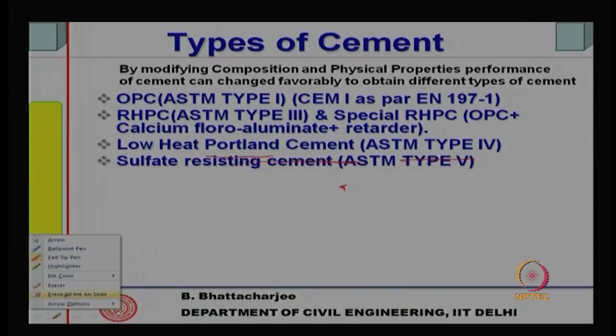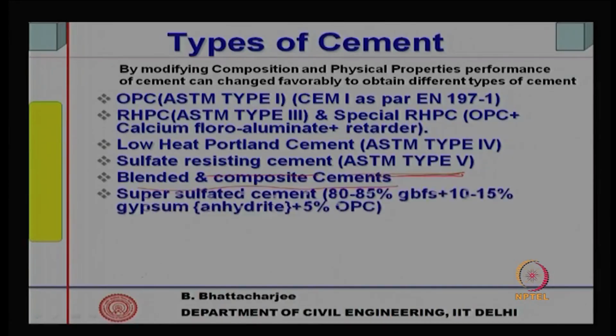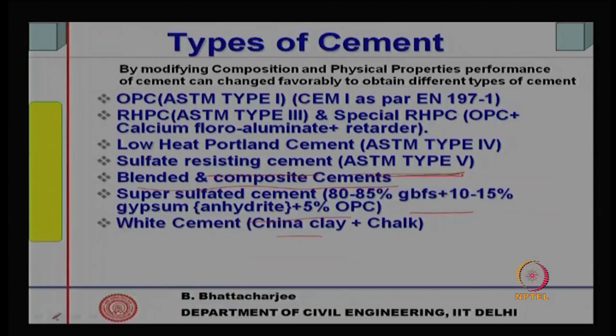Then sulphate resisting cement, which is ASTM type 5. I will come to type 2, ASTM type 5 is sulphate resisting cement, and again we will see how we manipulate the composition of the compounds in cement to obtain all this. Then of course, we have blended and composite cements. Supersulfated cement is a sulphate resistant cement. We will come back to this slide a little bit later on, and white cement is used for decorative purposes.